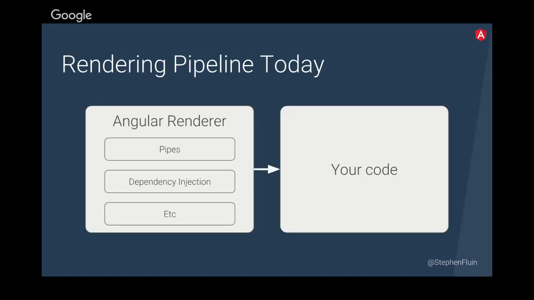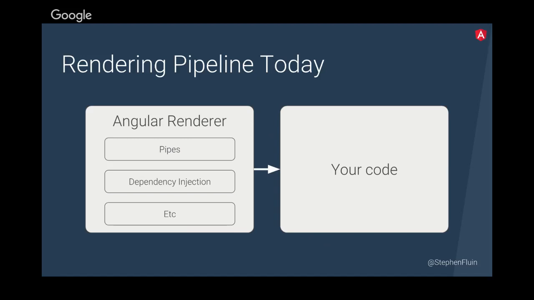Another project that we've talked a fair amount about is Ivy. And so in general, just a brief overview is we're rewriting the rendering pipeline in a backward compatible way. So we did this between version 2 and version 4. Not very many people noticed, except for generated code sizes got about 60% smaller. We're doing this again for a future release of Angular.